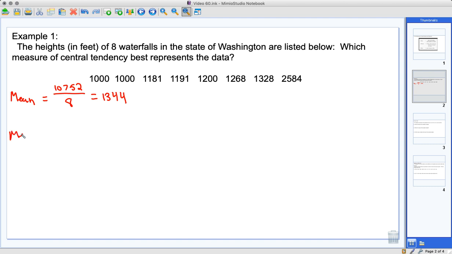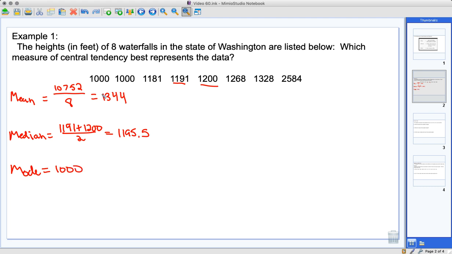Okay, median. Kind of cross things out as you go. So we end up with these two values left. You're going to have to do 1,191 plus 1,200 divided by 2. So we get 1,195.5. And then mode, the one that happens the most, is 1,000.